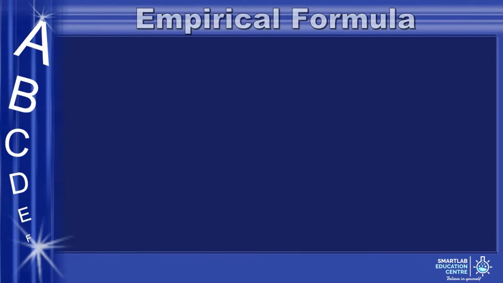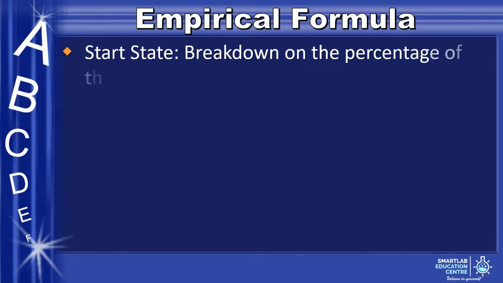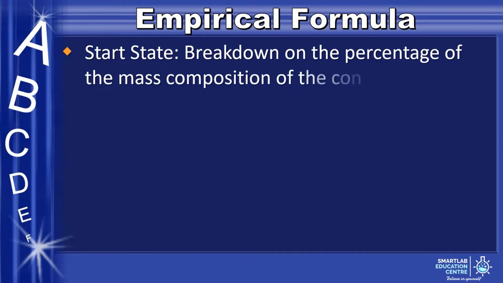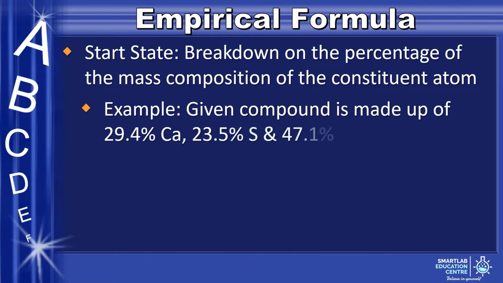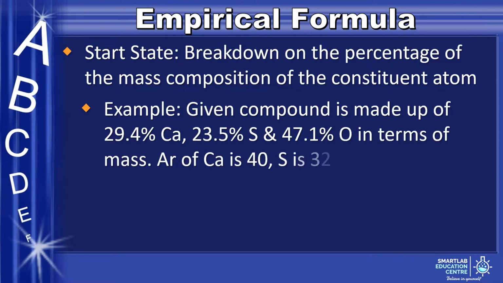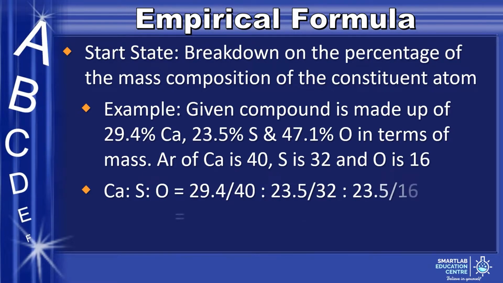To find the empirical formula, we start with the breakdown of the percentage mass composition of the constituent atoms. An example is listed below where the compound is made up of 29.4% of calcium, 23.5% of sulfur, and 47.1% of O in terms of mass. We will find the mole ratio of calcium to sulfur to oxygen and it will be 1:1:4 and hence the empirical formula is CaSO4.